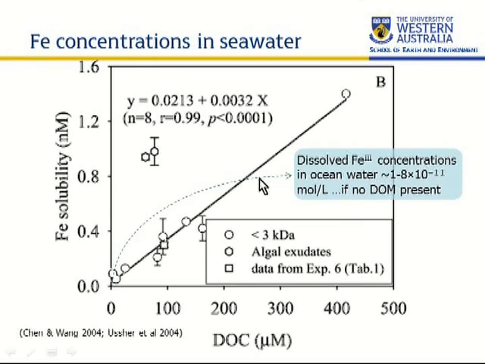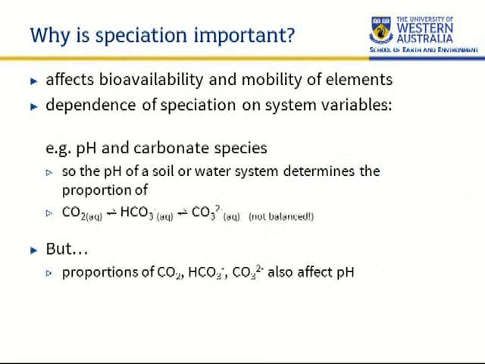And there's another useful factoid for you, that dissolved ferric iron concentrations in ocean water would be a couple of orders of magnitude lower than we see here, given that no dissolved organic matter is present. And that value is calculated again on the basis of the solubility of ferric minerals like ferrihydrite or goethite or hematite. So let's carry on.